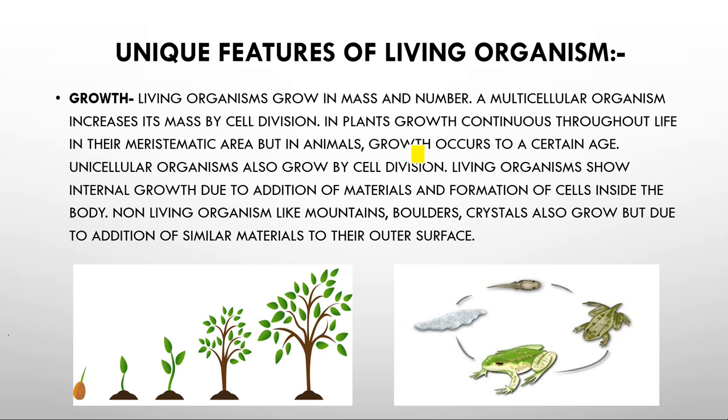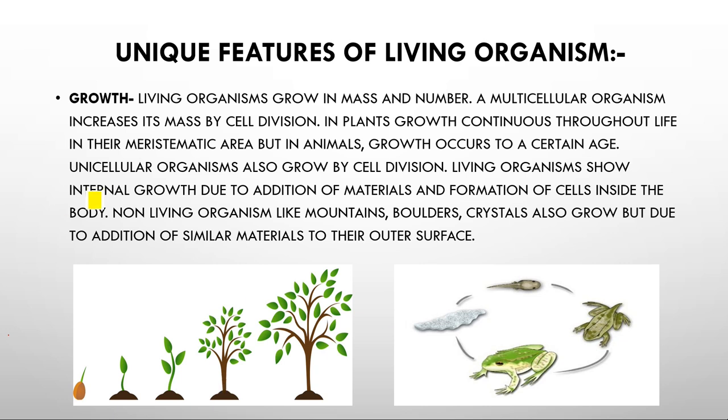If we talk about organisms, some are multicellular and some are unicellular. A multicellular organism grows by cell division. If we talk about plants, this growth by cell division occurs continuously throughout the lifespan. But in animals, this growth is seen only up to a certain age. However, cell division occurs in certain tissues to replace lost cells.